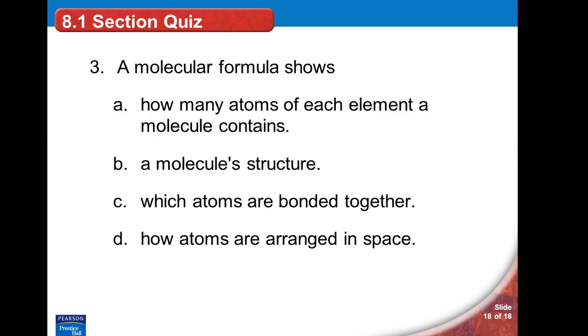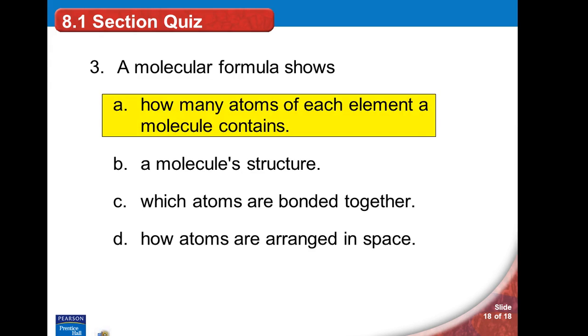Now, third question. A molecular formula shows how many atoms of each element a molecule contains, a molecule structure, which atoms are bonded together, and how atoms are arranged in space. It shows how many there are of each molecule. The molecule structure is shown by the structural formula. Which atoms are bonded together? Oh, sorry. Structural is that one.